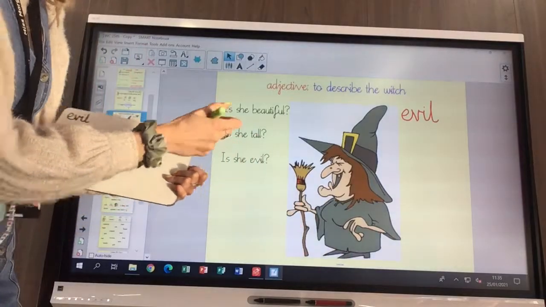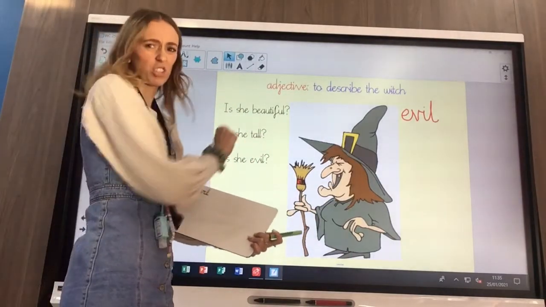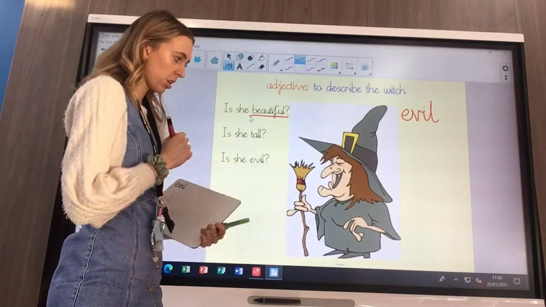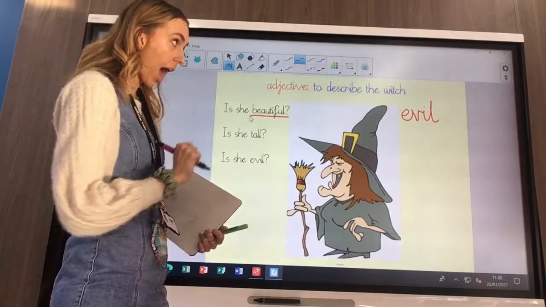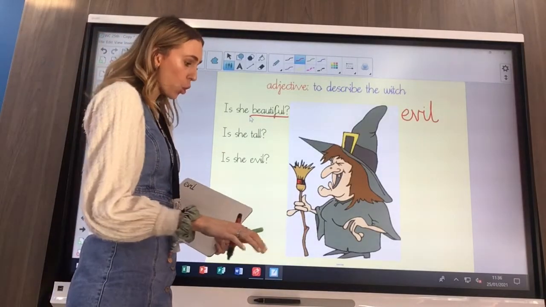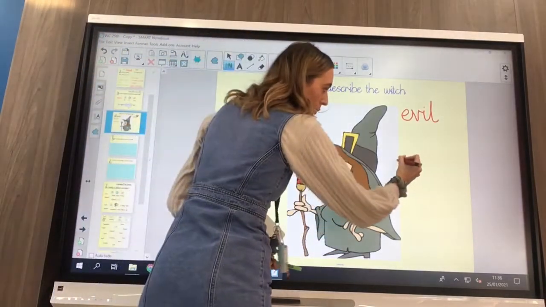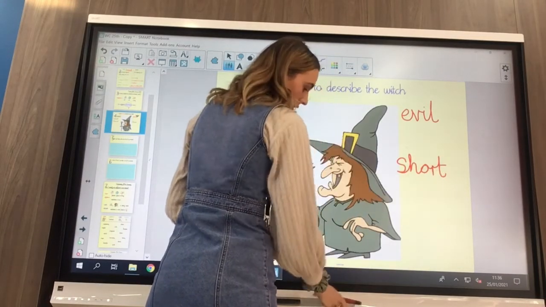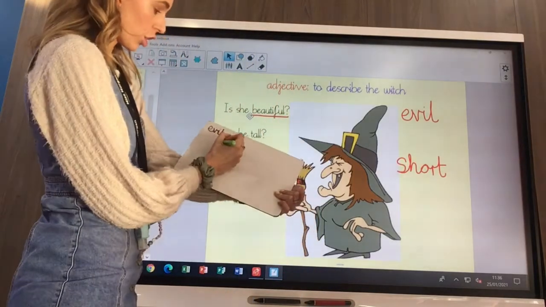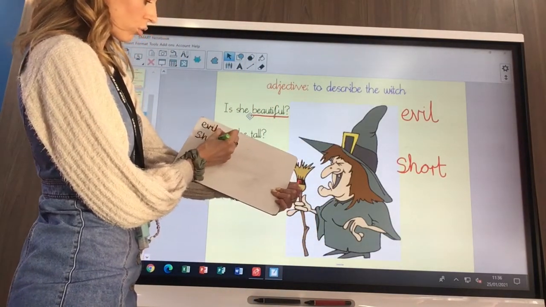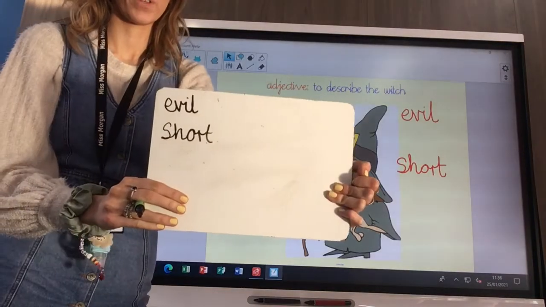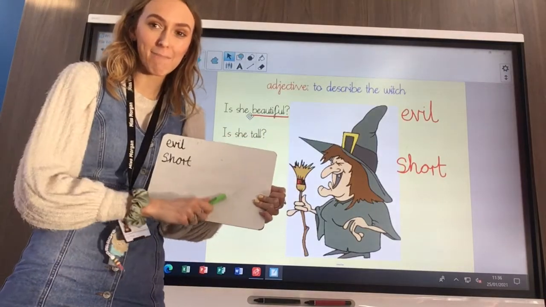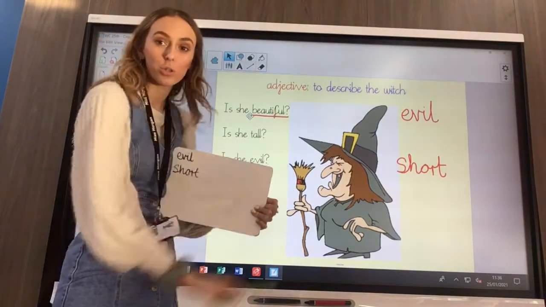Okay, let me help you with another one. Now, she's not beautiful. We can't use the adjective beautiful. I don't think she's beautiful. Okay, I think she's quite short. So I may write on my board s-h-o-r-t, short, because that is describing my witch. Okay, so you can pause this video now and try to think of as many adjectives as you can to describe our witch.